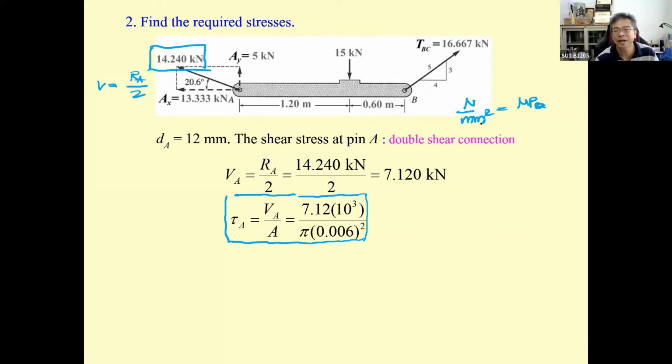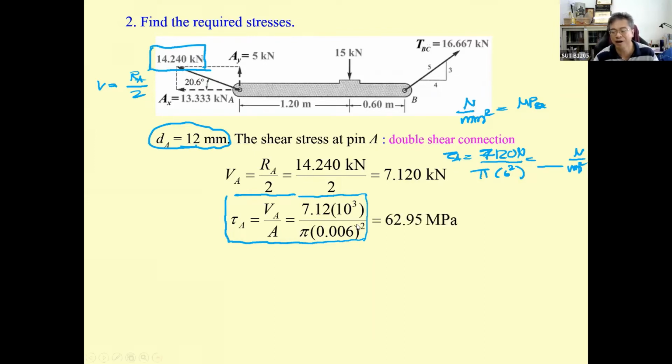So by doing this, my tau sub A will be 7120 Newton divided by pi times 6 square. That is going to be in Newton per millimeter square. Or you may use this one if you prefer. You are going to get the same result, but it depends on which one you prefer.